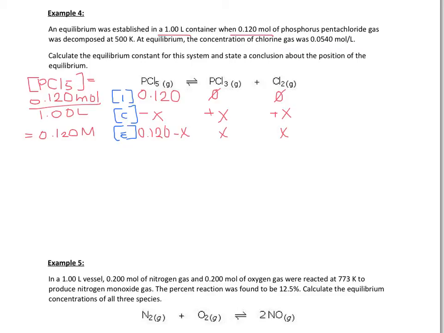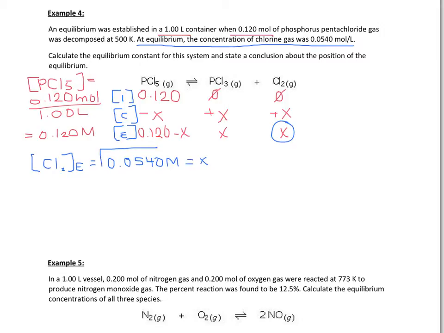Once you have your ice table set up, go back to the question for the extra piece of information. And here we were told that at equilibrium, the concentration of chlorine gas is 0.0540 molar. According to our ice table, the equilibrium concentration of chlorine was x, so we've now solved for x. Once you know what x is, you can then find the other equilibrium concentrations.